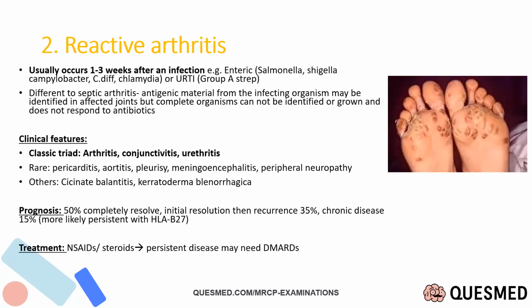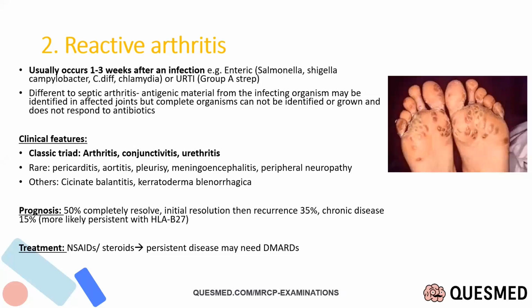Reactive arthritis. This usually occurs around 1 to 3 weeks after an infection. The common causes are enteric, so post-gastroenteritis, Salmonella, Shigella, Campylobacter, after STDs, and also after upper respiratory tract infections like Group A strep. Now, it's different to septic arthritis.